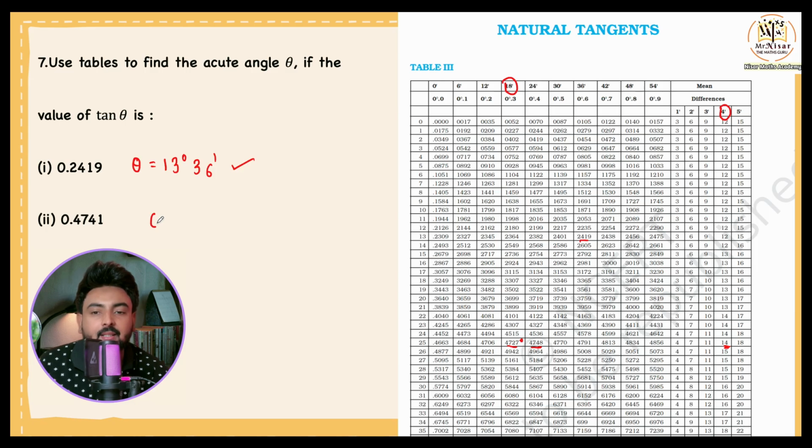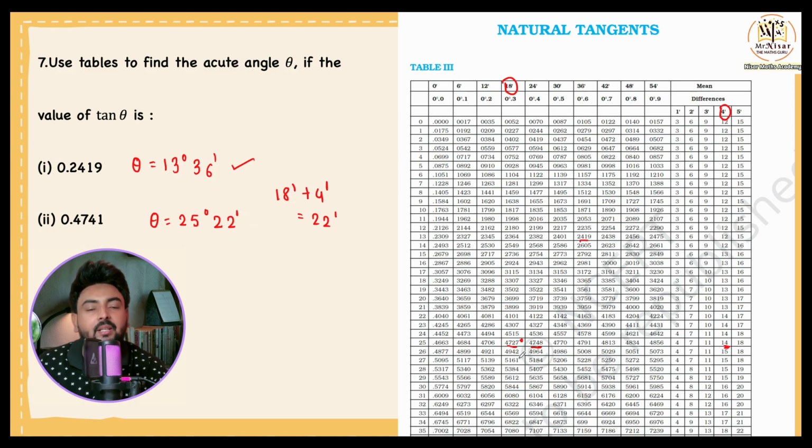So see, I'm getting theta as, first it is 25 degrees. I'll write it over here, 25 degrees. Then in terms of minutes, how much did we get? 18 minutes we got. And this 18 plus this 4 mean difference minutes, that is 18 plus 4, that is 22. Okay, so I'll say it as 22 minutes. So 25 degrees 22 minutes is our answer. See, in terms of tan, mean differences are added. Okay, so here we have added it, 27 plus 14, that is nothing but 41.